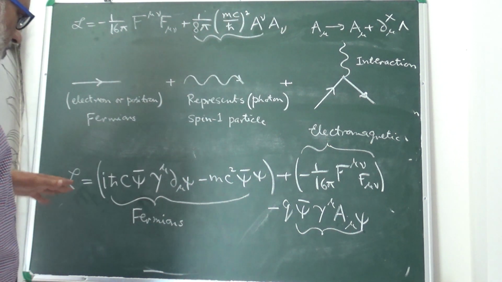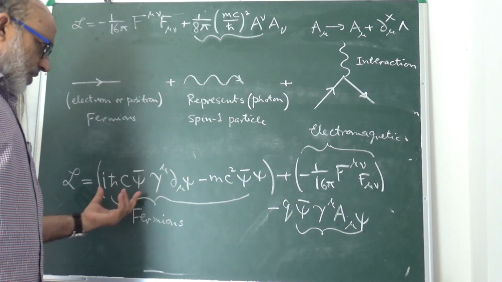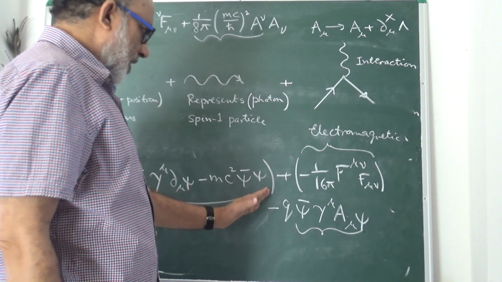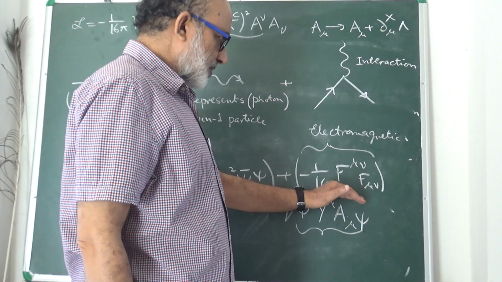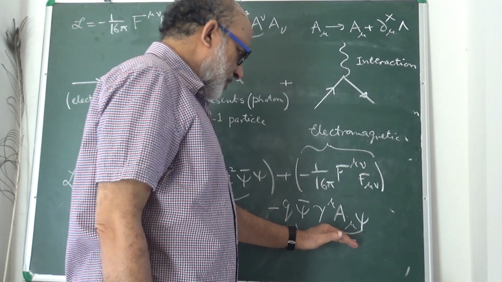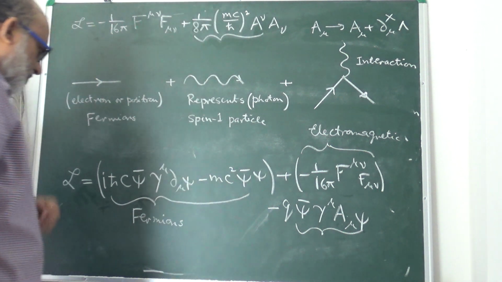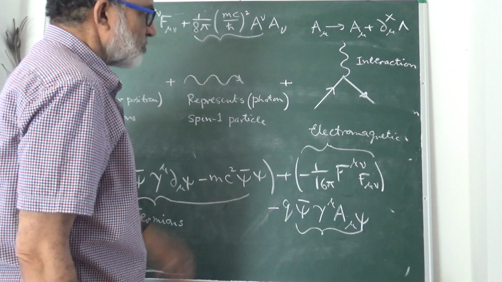So this is the complete Lagrangian for the fermion field. This is the Lagrangian for the fermion fields. This is the electromagnetic part, Lagrangian for the electromagnetic field, and this is the interaction part. So this is called the Lagrangian for QED, quantum electrodynamics, Lagrangian for the quantum electrodynamics.